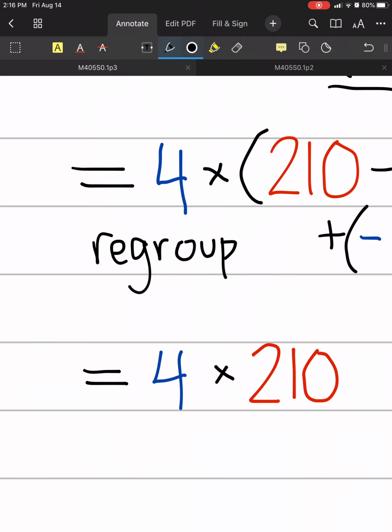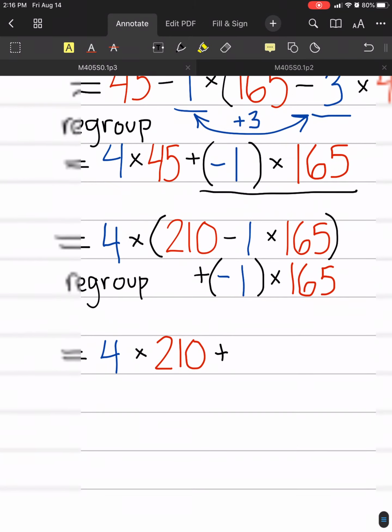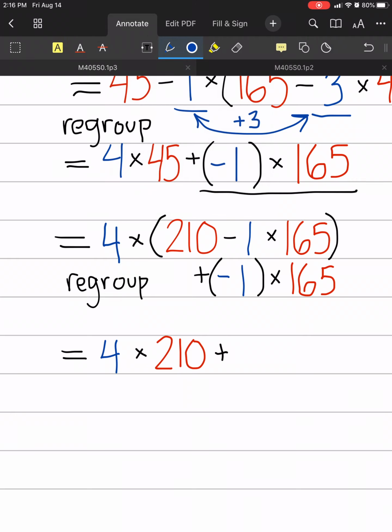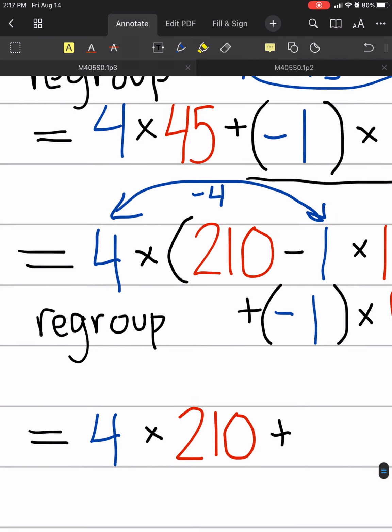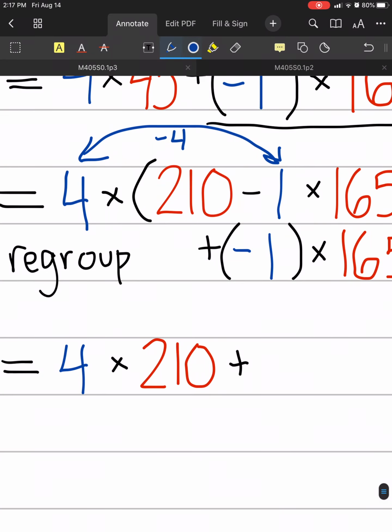Now what I need to do next is combine all the 165s together. So what I have to do here, again like I did before, is figure out what's happening when I'm multiplying this 4 through this whole parentheses. 4 times the 210 doesn't change anything, but 4 times negative 1 gives us a minus 4. I already also have this minus 1. Minus 4 plus minus 1 equals minus 5.